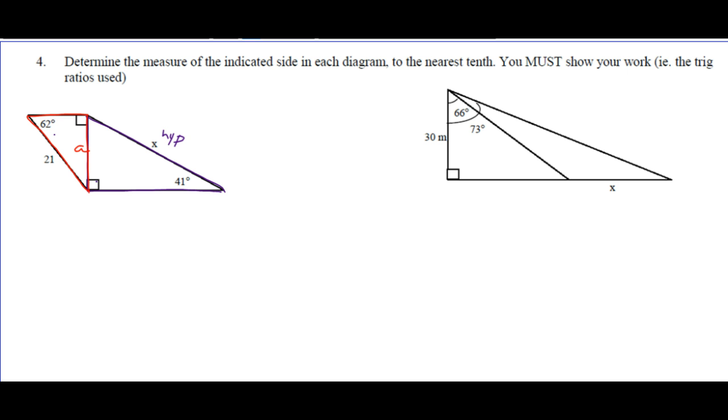So let's just start off. I've got 62 degrees. I know that the 21 is the hypotenuse, and what's little a? Opposite. That is opposite. Which trig ratio am I going to use? Sine. Okay, so here's how we start out. Sine theta is opposite over hypotenuse. Now we fill it in, right? Because we're trying to communicate what we're doing. So the sine of 62 degrees is little a over 21.